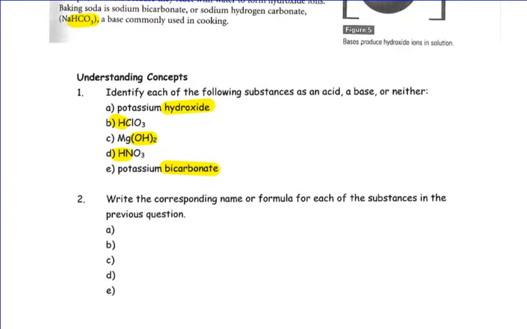Number 2 here, write the corresponding name or formula depending upon what you're given. So here, potassium hydroxide, write the formula here. And then the name of this acid, the name of this base, the name of this acid, the formula for that. Some of these you'll be able to do, like the hydroxides and the bicarbonate. The acid naming, though, we'll have to look at in the next video and then come back to this sheet once you see how to do that, and you can fill B and D in over here.